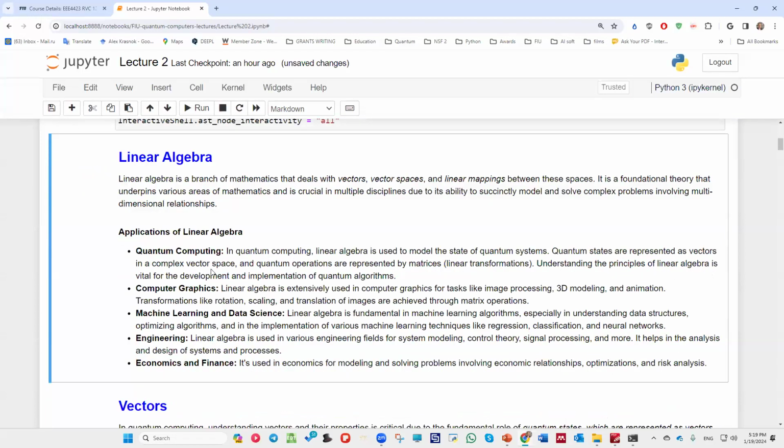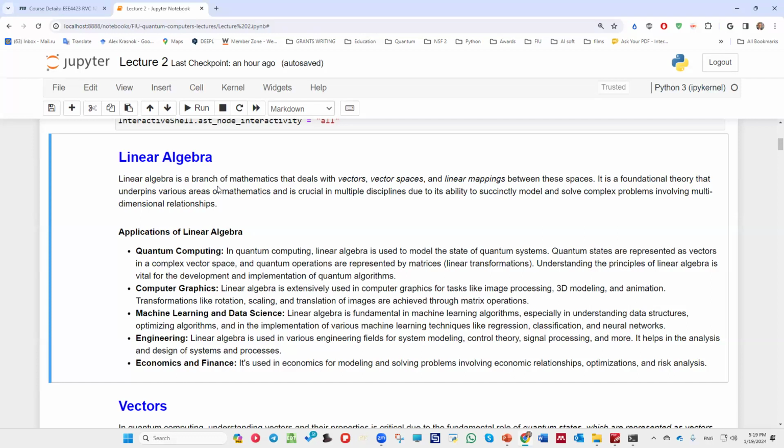Okay, so linear algebra and why it's so important. So linear algebra is a branch of math. We admit other people still come.